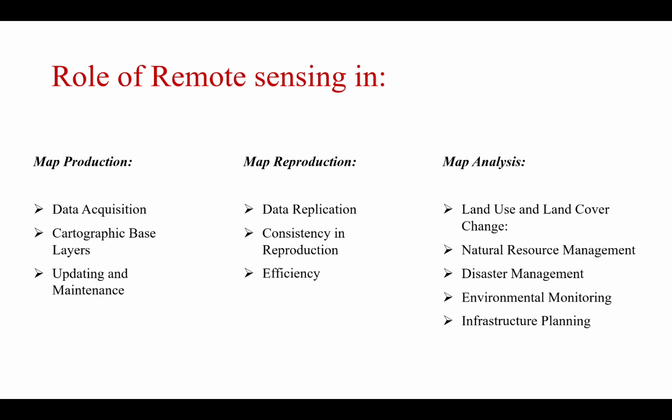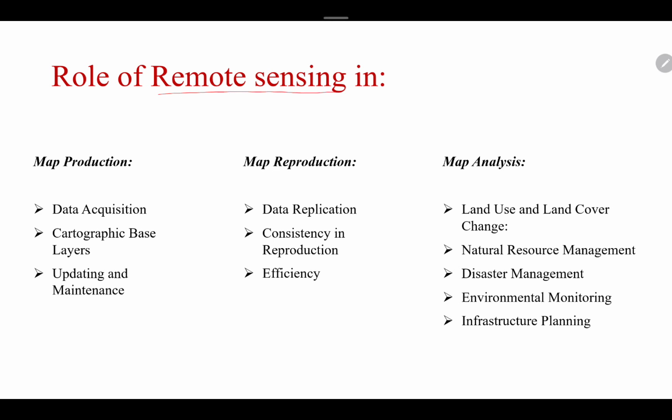Okay, so moving on: the role of remote sensing in map production, map reproduction, and map analysis. Again, we are talking about digital cartography. Just recapping a bit from before, digital cartography basically means digitally making maps using computers or any digital means. To be able to make these digital maps, we have something called remote sensing.